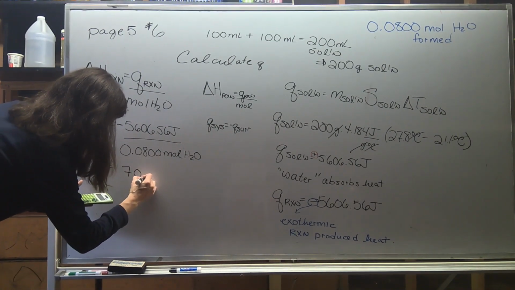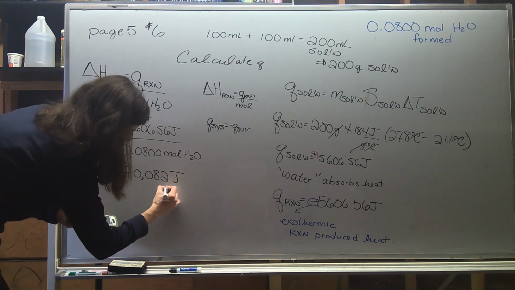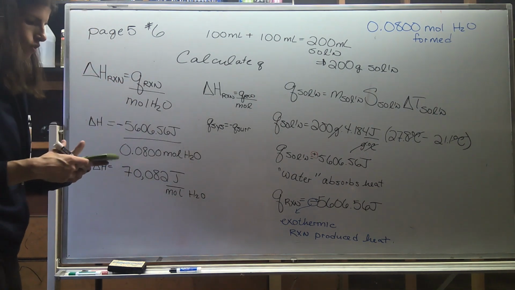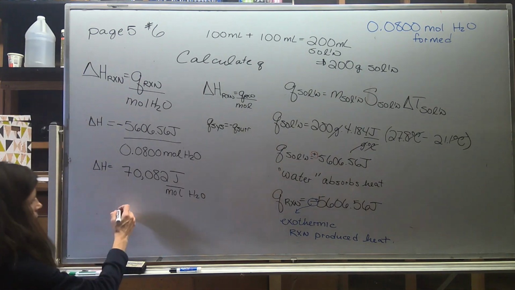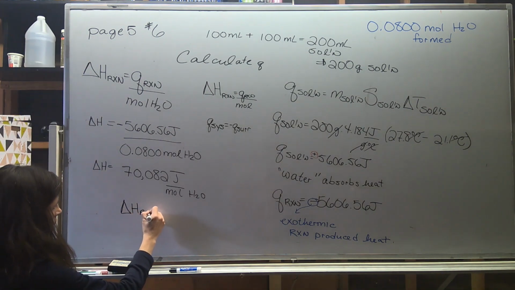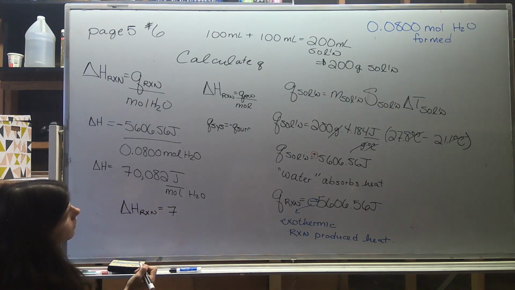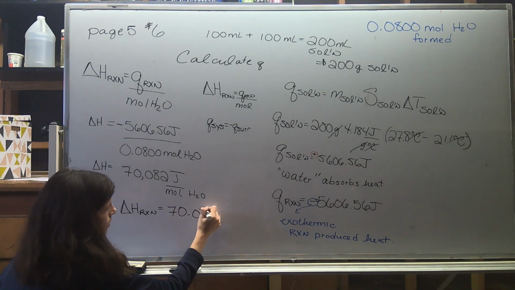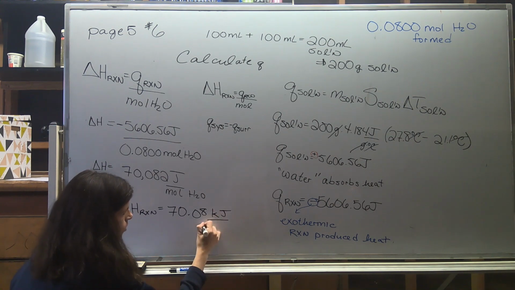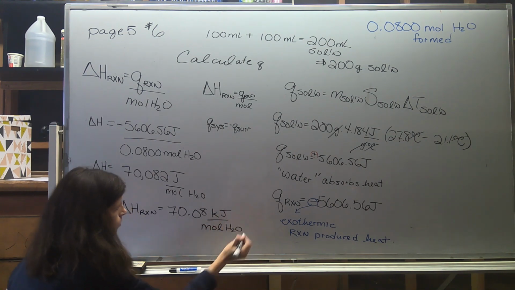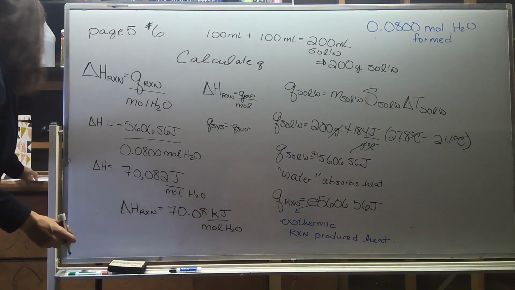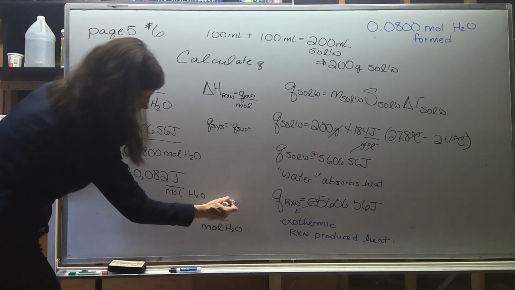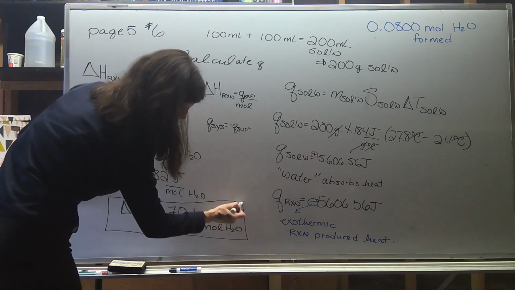I get 70,000 joules per mole of water. Most of the time, these things are expressed in kilojoules. So I'm just going to divide by 1,000, and then I can write my final answer as 70. I'm trying to figure out the sig fig situation. I don't know. 70.08 kilojoules per mole of water. Guess just 2 sig figs. So let's just change this, or 3 sig figs, I apologize. 70.1 kilojoules per mole of water.